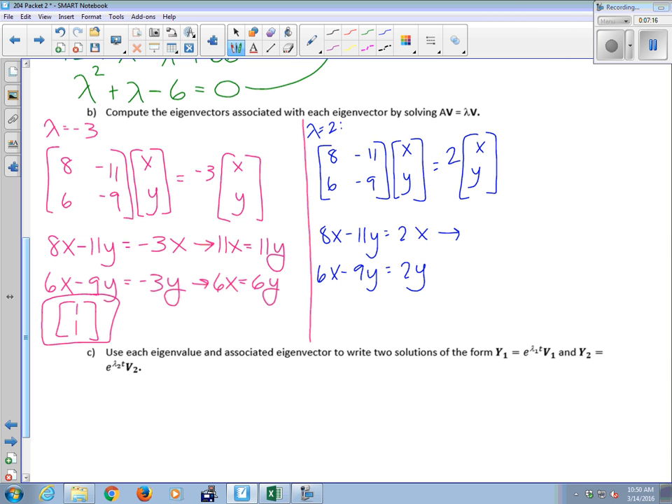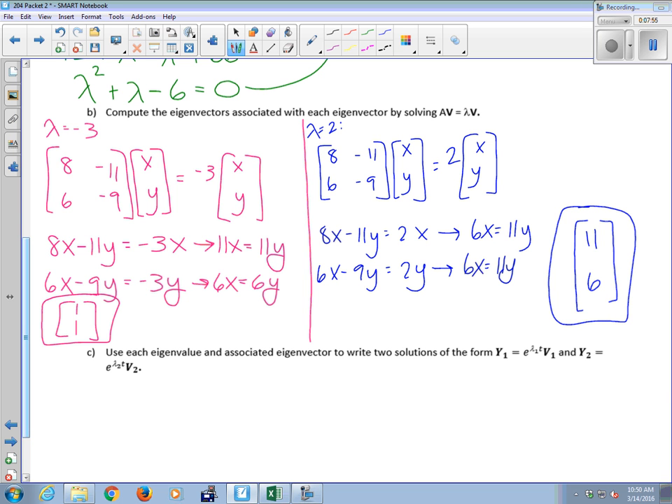This ends up being 6x equals 11y. So my two equations are totally equivalent to each other. And any vector x, y that satisfies the equation 6x equals 11y is an eigenvector. 11, 6. So if x is 11, y would be 6, because then 6 times 11 is 66, 11 times 6 is 66, so I satisfied the equation. Any multiple of 11, 6 would also work. So there's my eigenvector there.